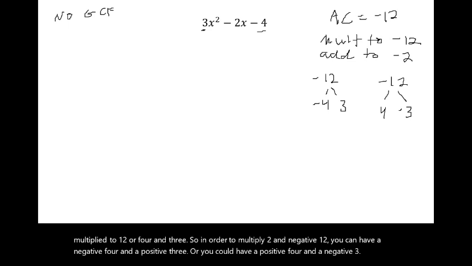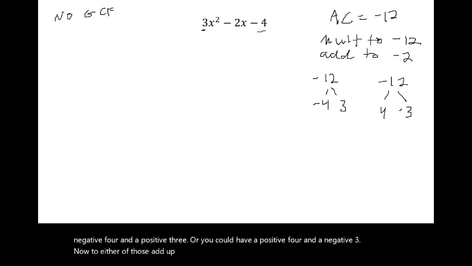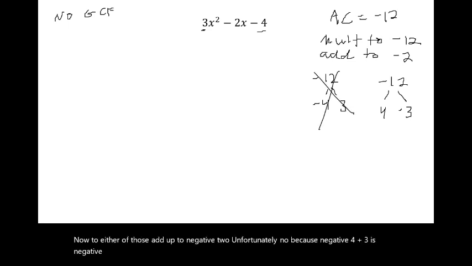Now, do either of those add up to -2? Unfortunately, no, because -4 plus 3 is -1. 4 minus 3 is +1, so those are out.